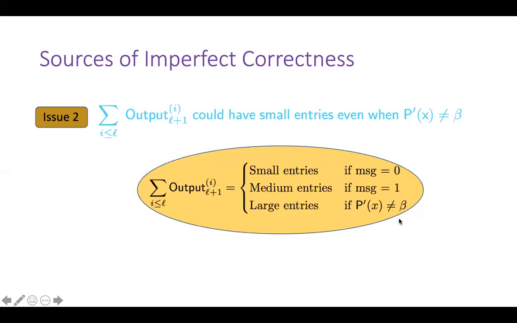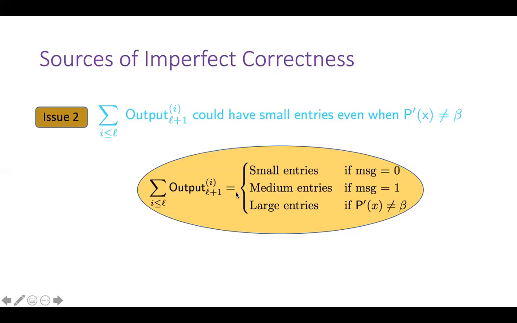And the second issue is that consider the case where P prime of X is not equal to beta. In that case, whenever you evaluate the branching programs, the sum of these output matrices is going to be uniformly random. And using this observation, we check that P prime of X is not equal to beta by checking if this summation has large entries. A uniformly random matrix will have large entries with overwhelming probability, but there is some negligible probability that this summation is going to have small entries. In such a case, our evaluation algorithm outputs 0 or 1 instead of outputting perp. So these are the two reasons why the above obfuscation mechanism is not perfectly correct.